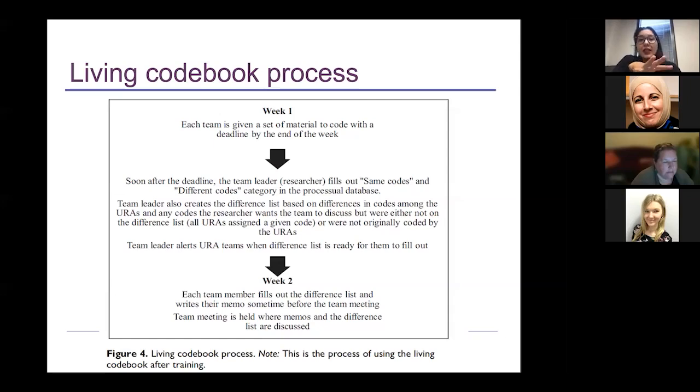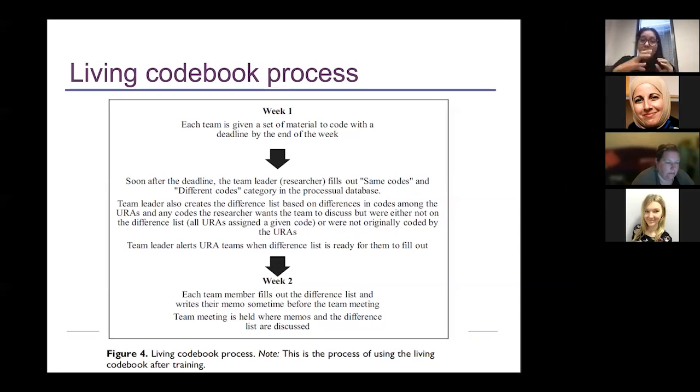Soon after the deadline, the team leader, me, I go through and create this difference list, based on differences in codes among the undergraduate research assistants. I put this in same codes, different codes, in the processual database. I create the difference list, list out the codes, and then I alert the team that the difference list is ready. Then in week 2, they spend their time filling out the difference list, explaining why they did or did not put a given code for each review. And they also write their memo during that time.